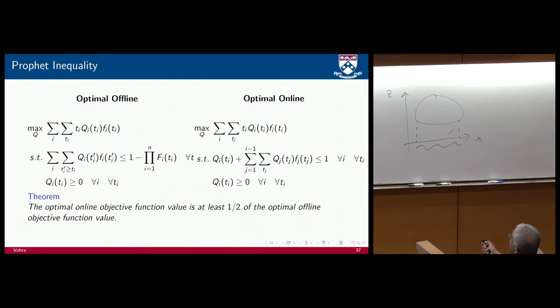An economic interpretation of this would be that a seller who has to sell in an online fashion can achieve at least half the revenue of the seller who can get all the bidders in the room at one time. Okay? So here's the proof.